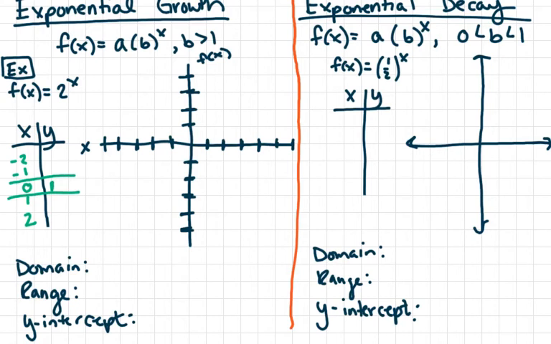If I plug in a 1, so here's my input of 1. If I plug a 1 in for my exponent, 2 to the first power is going to be 2. If I plug in a 2, 2 squared I know is 4.